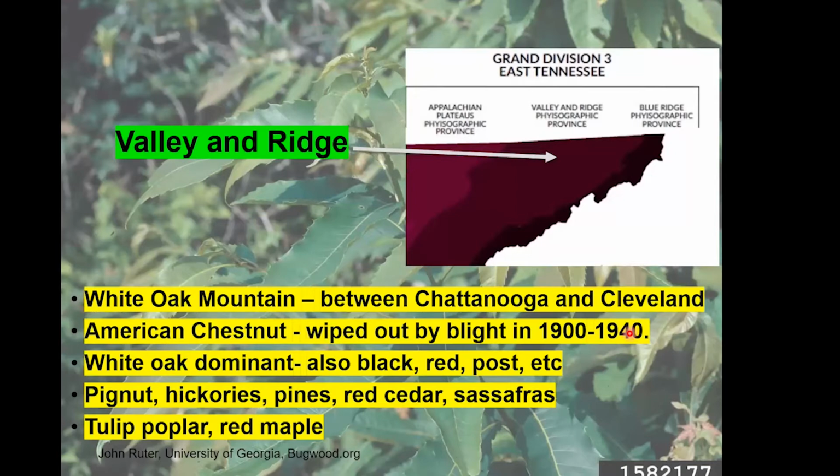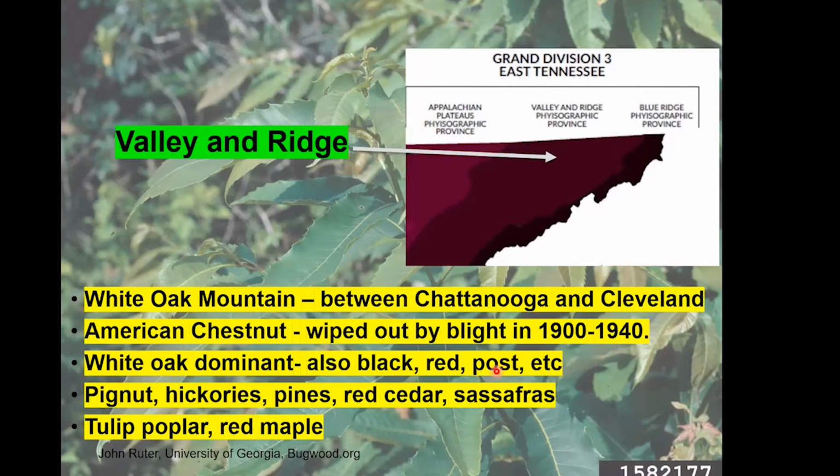White Oak Mountain is between Chattanooga and Cleveland. There, back in the days, about 1900 and 1940, there was a beautiful tree called the American chestnut. And there was a fungus that wiped that out. I'll show some pictures coming up. Right now, the white oaks are dominant. Back in the day, American chestnut, which is a type of oak, got wiped out, and it made more space for the white oaks. There's also black, red, post, etc.